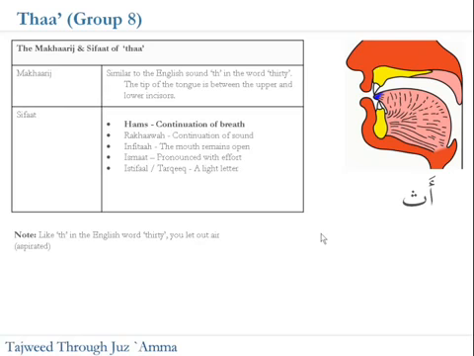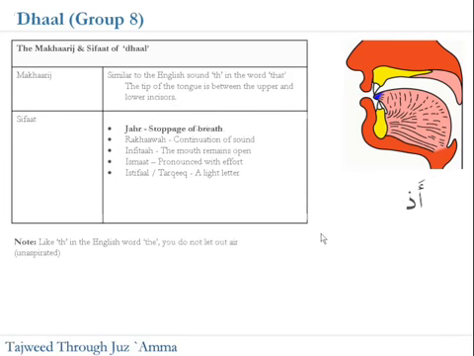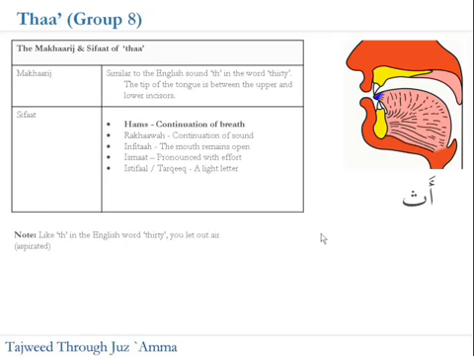Then we have the tha. Now this is done the same as the dha. Sorry, I'm just going to pop back to the dha. The dal is done with the tongue between the upper and lower incisors. Okay, sorry, I forgot to mention that. When we get to the tha, it's the same, except the tha, the tongue is slightly further out.